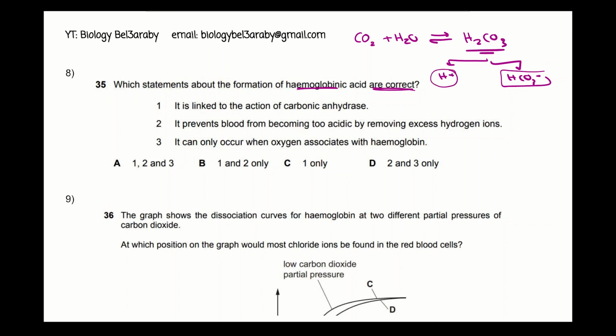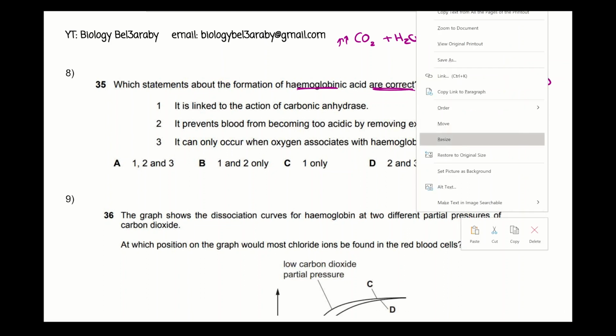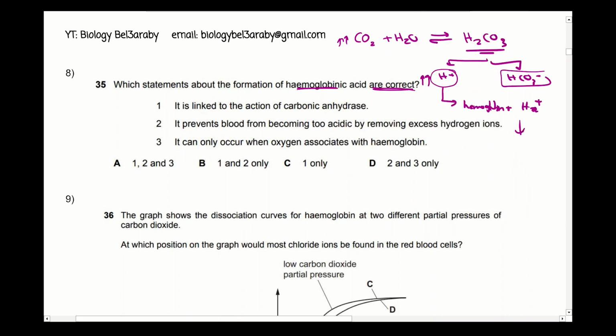Now what happens is that these hydrogen ions, due to the increase of carbon dioxide, will also increase. Therefore, these hydrogen ions combine with haemoglobin, forming haemoglobinic acid. Now we understand the phenomenon. Let's see the suggestions that we have here.